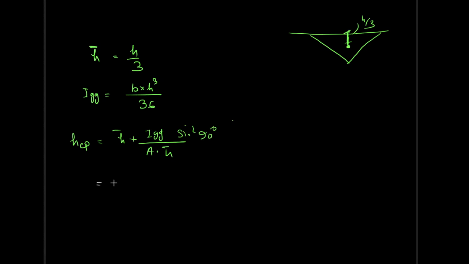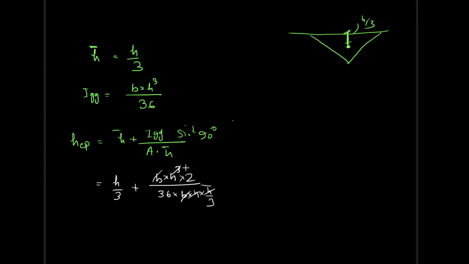Now let us just calculate this. h bar is equal to h by 3 plus b into h cube divided by 36. Area will be b into h upon 2, so the 2 will go to the upward side. Now this is h bar again, h by 3, and this is 1 only. So b and b will be cancelled out, and this h will be cancelled with that.